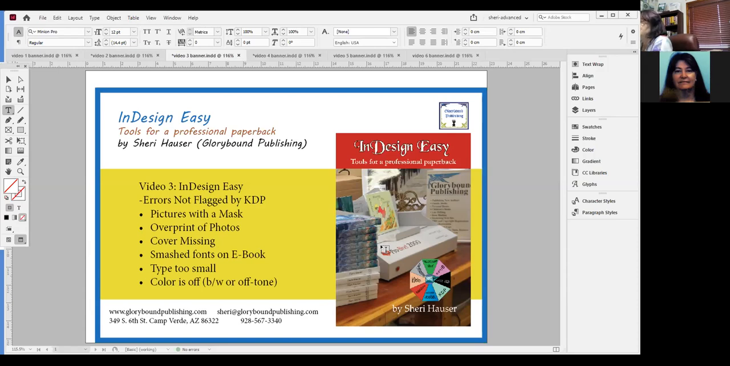So pictures with a mask, let me show you what I'm talking about. I have a few examples of those pictures, and I'm just going to go to them and show them to you. Okay. They're in my files here under my InDesign Easy videos, and here's our samples. Pictures with a mask. This is what I'm talking about.